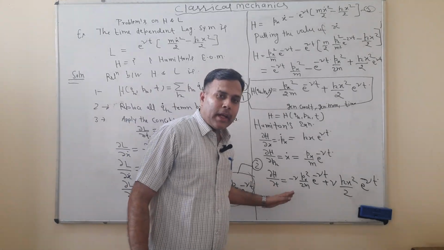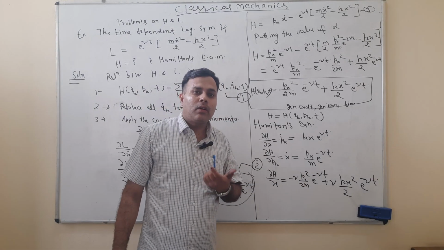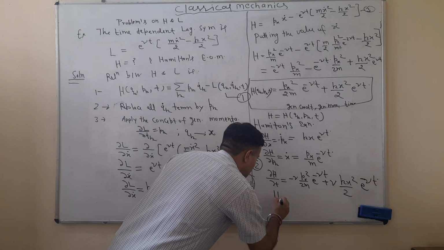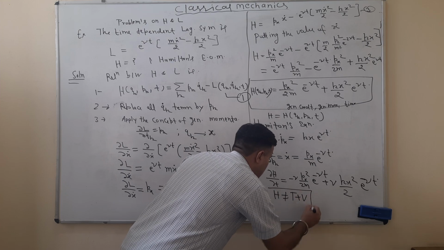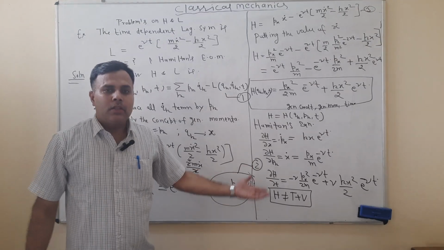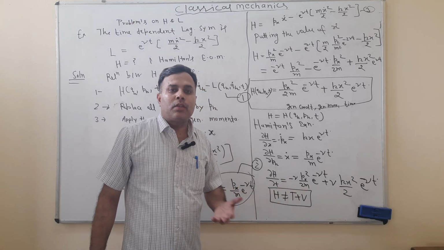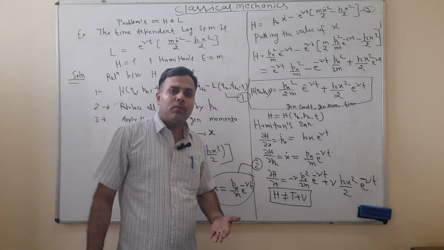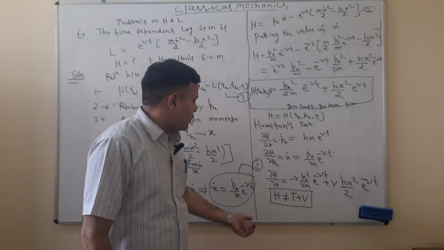So in this case del H by del t is not equal to 0. So H is not a constant of motion. So in this case H is not equal to T plus V. This is a non-conservative system, so H is not a constant of motion. That's why we cannot express our Hamiltonian in terms of total energy, that is the sum of kinetic plus potential energy.